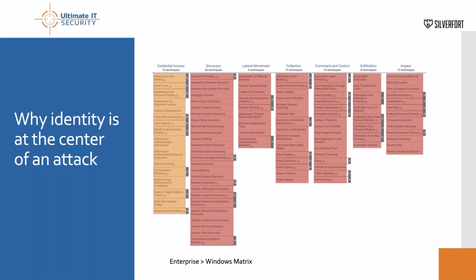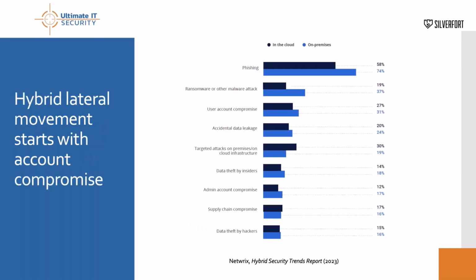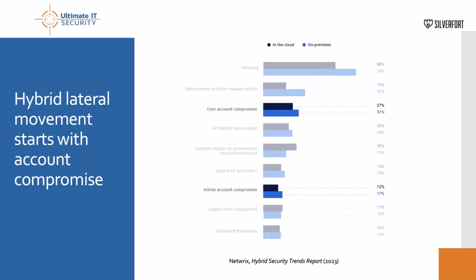Easy enough here. So looking at sort of hybrid lateral movement a little bit here. This is a security report that came out late last year on hybrid security trends by a company called Redux. And I just want you to focus in on these two areas here. You see they have user account compromised both in the cloud and on premises, darker being in the cloud, lighter being on premises, and then an admin account compromise.